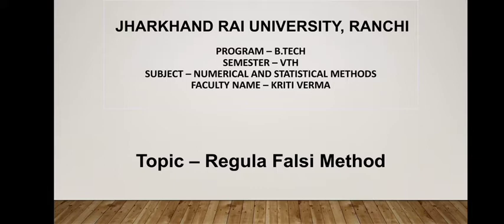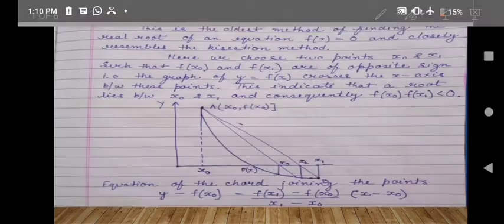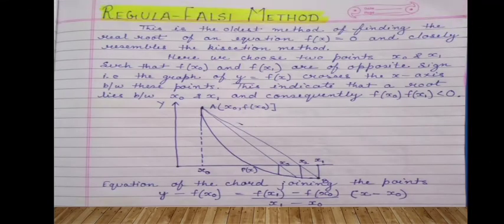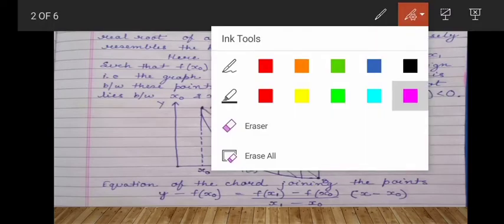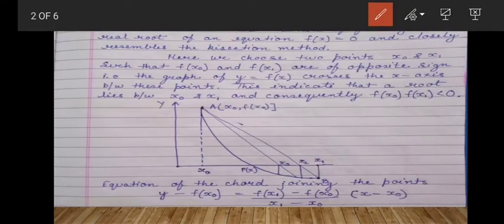Today we will study the regula falsi method. This is the oldest method of finding the real root of an equation f(x) = 0, and it closely resembles the bisection method. Here in the regula falsi method we have to find two values x0 and x1 for which f(x0) and f(x1) have opposite signs, meaning one should be positive and the other negative.